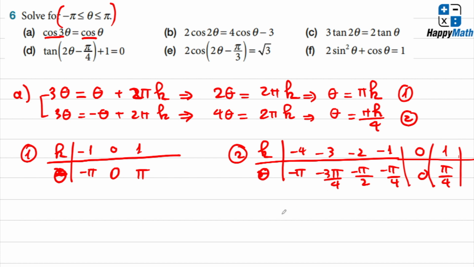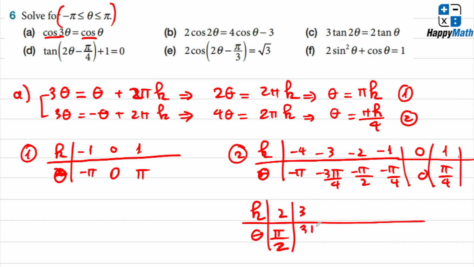I think that will be longer. K and theta. About 1, pi over 4, about 2, k equal to 2, pi over 2, yes. About 3, 3 pi over 4, about 4, yeah, this is pi.